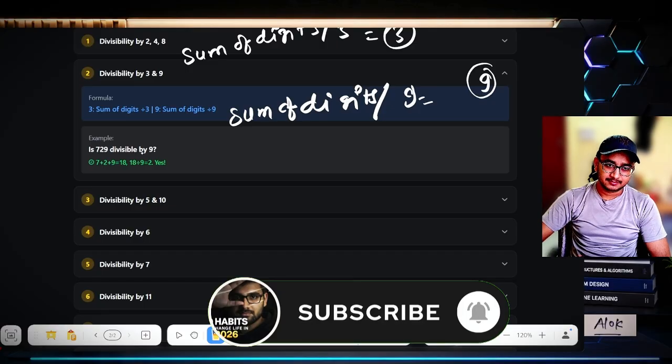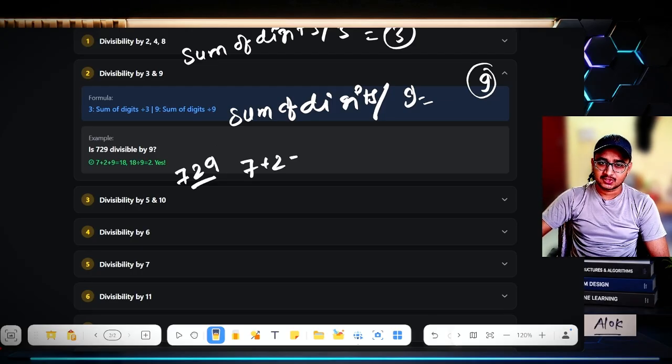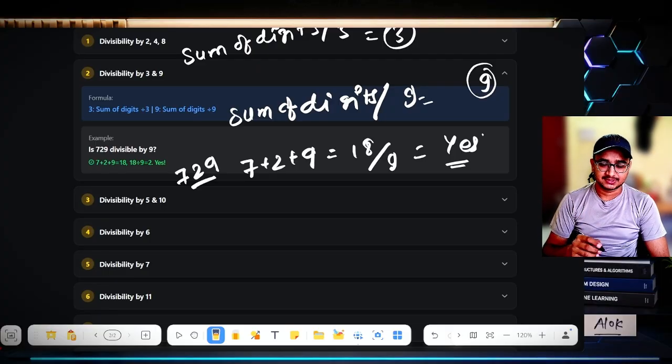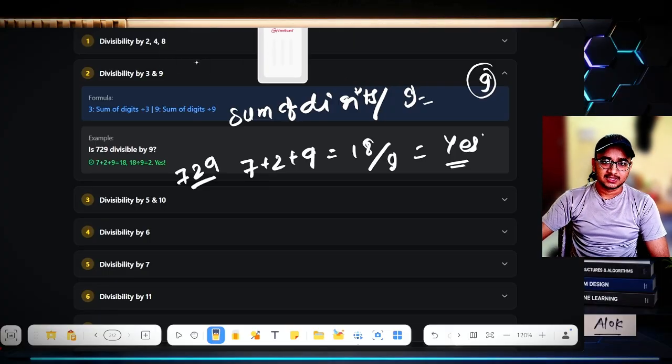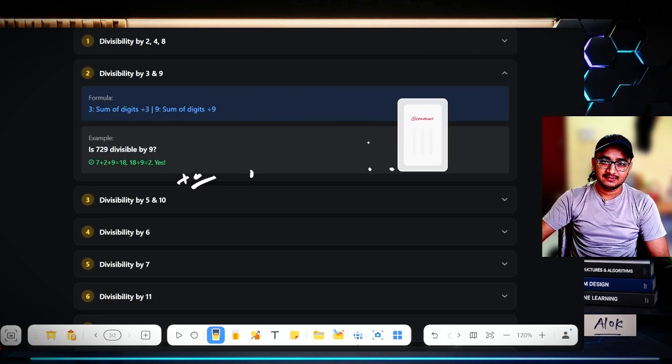Let us assume you are given the number 729. Will this number be divisible by 9? What do you have to do? You have to find the sum of the digits, 7 plus 2 plus 9, which comes out to be 18. Will 18 be divisible by 9? Yes. Then 729 is also divisible by 9. I hope you got an understanding of this. Let me erase it so that we can understand the divisibility rule of 5 and 10.